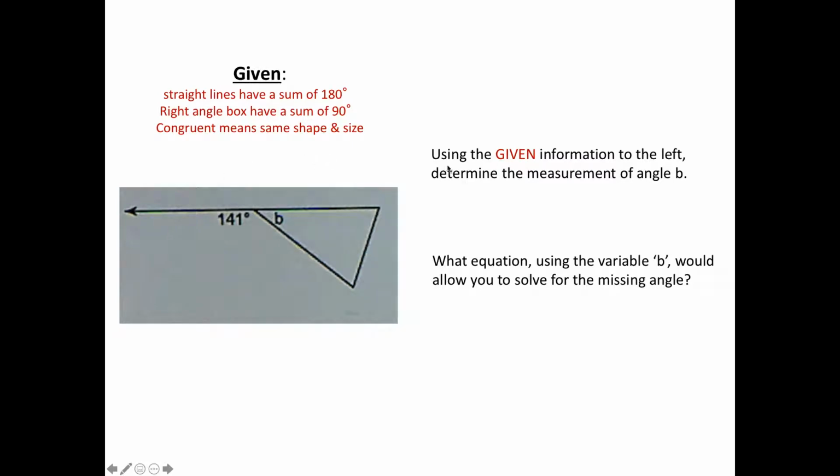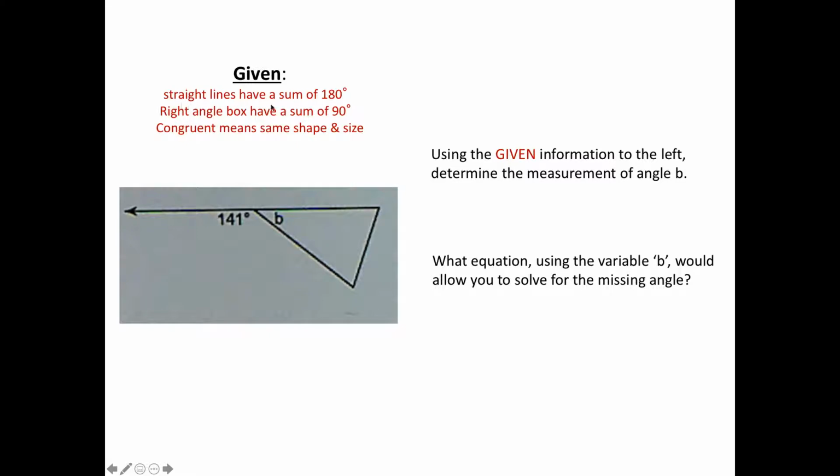So in our first question, it says, using the given information to the left, determine the measurement of angle B. First of all, I probably should have said that I would have multiple pens and pencils in different colors when I draw and write the examples down. It usually helps to retain information. So we have an image here, and I've got my given information.